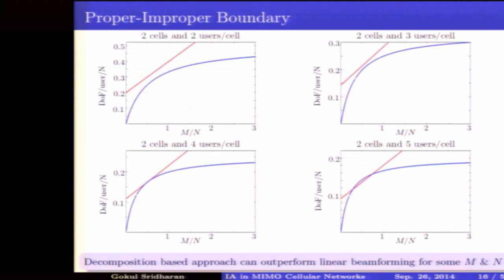What I've plotted here are these plots for 2 cell 2 user, 2 cell 3 user, 2 cell 4 users per cell, and so on. So this is in increasing order of network size. 2 cell 2 user per cell is probably the simplest cellular network you could consider. What's blue and what's red? Blue is what's achievable using asymptotic interference alignment, and red is the best you can achieve using traditional linear beamforming without symbol extensions. It's an upper bound on linear beamforming.